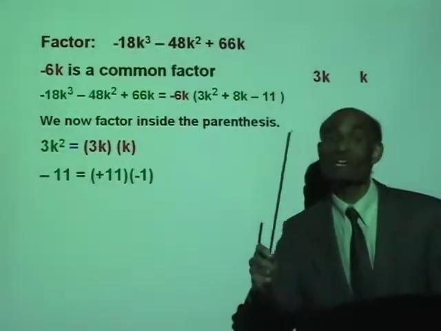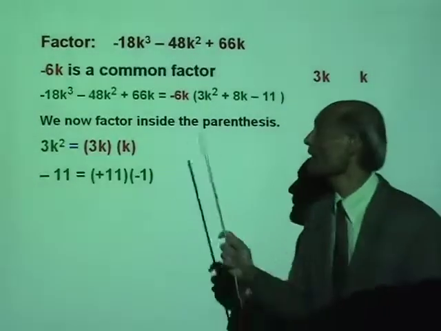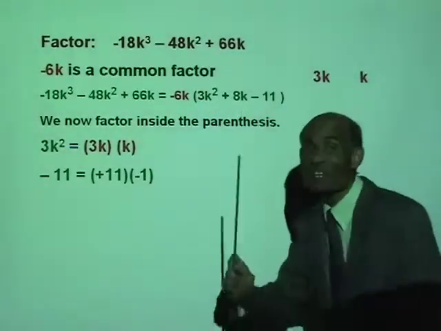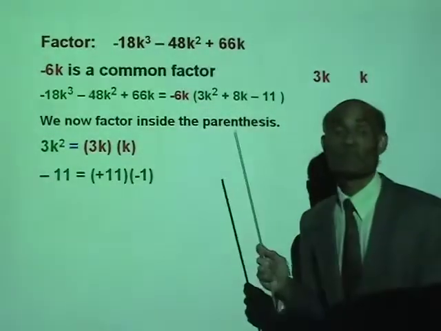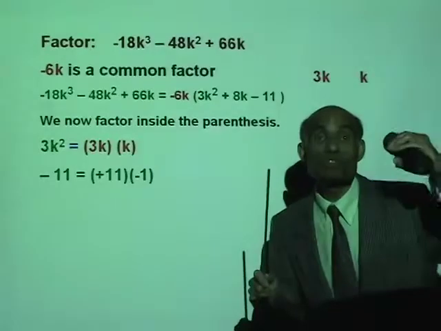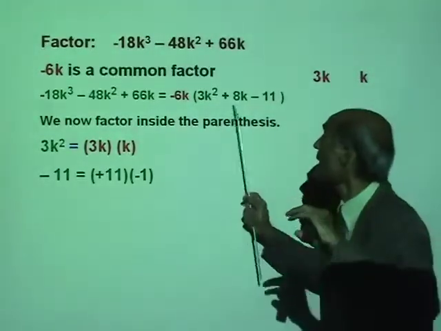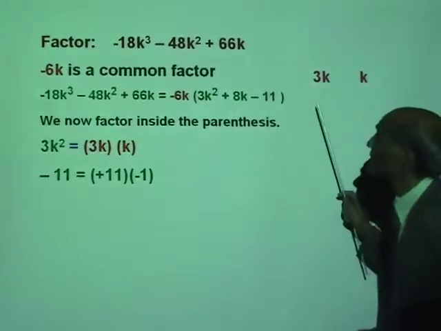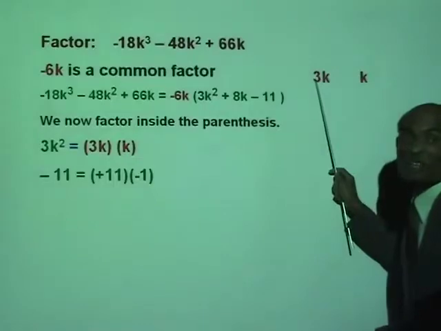That's the reason why I gave you the clue before. What was the clue I gave you? The clue I gave you is 11 minus 3 equal to 8. That means I need to produce positive 11k and then minus 3k. That means I need to get a negative 3k.